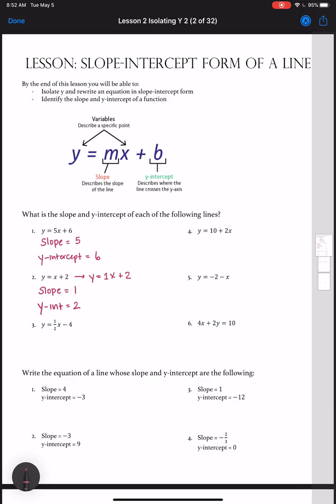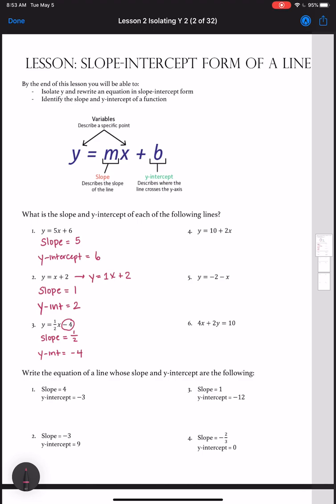Number 3, we have y is equal to 1/2 x minus 4. The slope of this line is equal to the whole fraction, that's 1/2. And then the y-intercept is equal to -4. The sign here matters, okay?